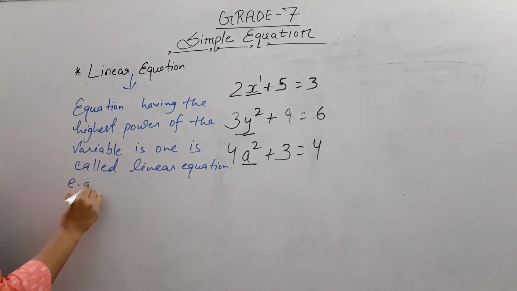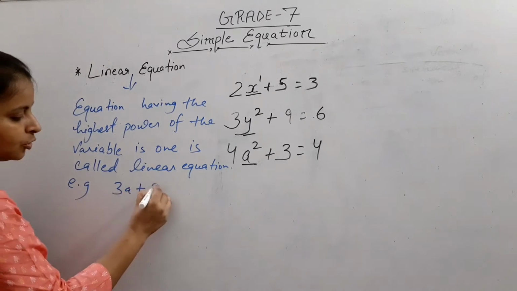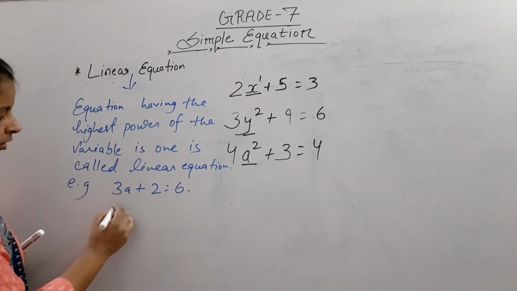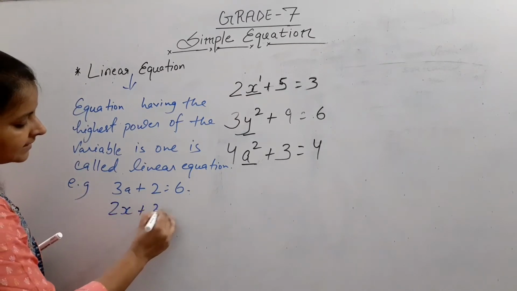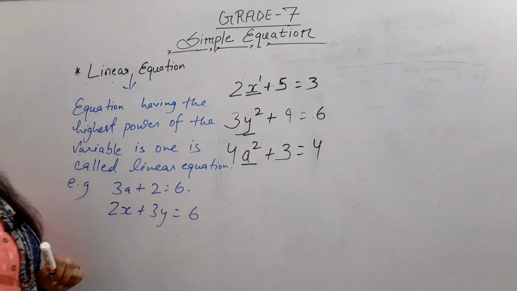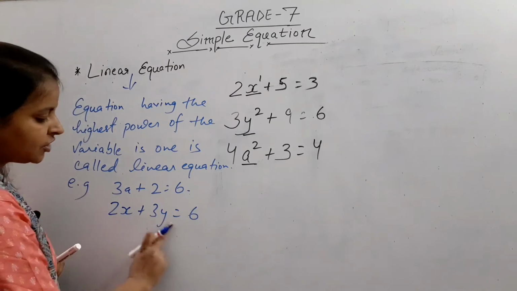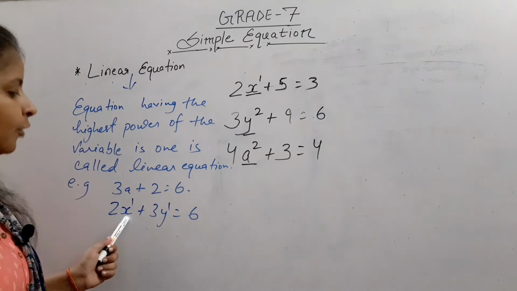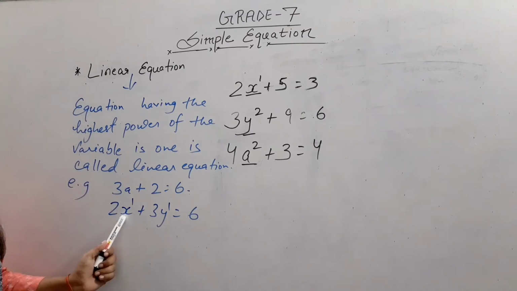As an example, 3a plus 2 is equal to 6. Here the power of the variable is 1. 2x plus 3y is equal to 6. Here the equation has two variables, but the power of both the variables is 1. So we call it a linear equation.